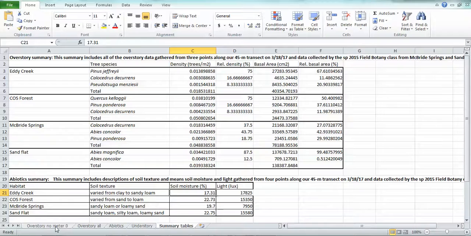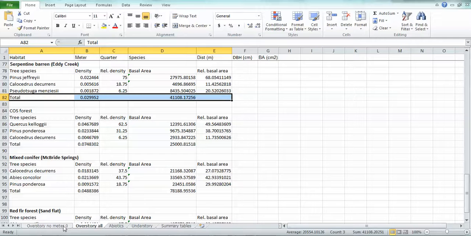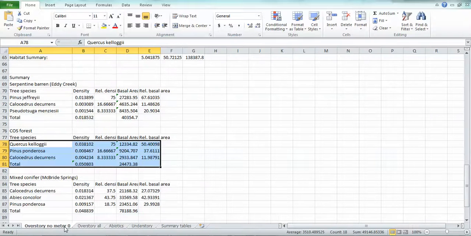There are multiple pages. The first two include all of our overstory data. One of the tabs includes all of the data. The other includes all the data minus one group's data because we had some misunderstandings about what those data represented. So these are the overstory data that made it into the summary tables.